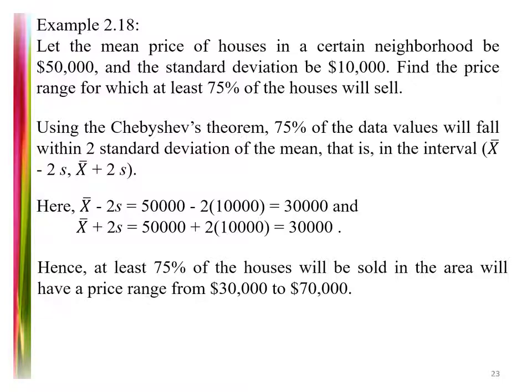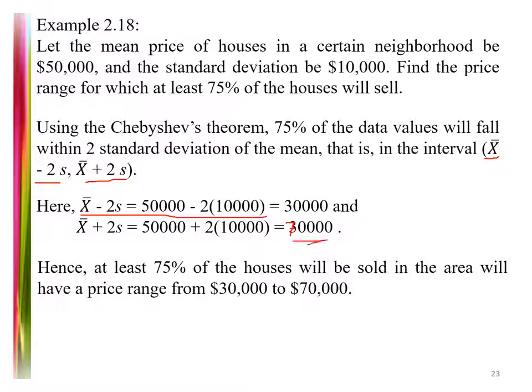So in this case, maybe we can apply the Chebyshev inequality. We know that under Chebyshev's inequality, at least 75% of the data values will fall within two standard deviations of the mean: x bar minus 2 times s, x bar plus 2 times s. If you calculate x bar minus 2 times s, 50,000 minus 2 times the standard deviation of 10,000, that equals 30,000. And x bar plus 2 times s, 50,000 plus 2 times 10,000, that should equal 70,000.